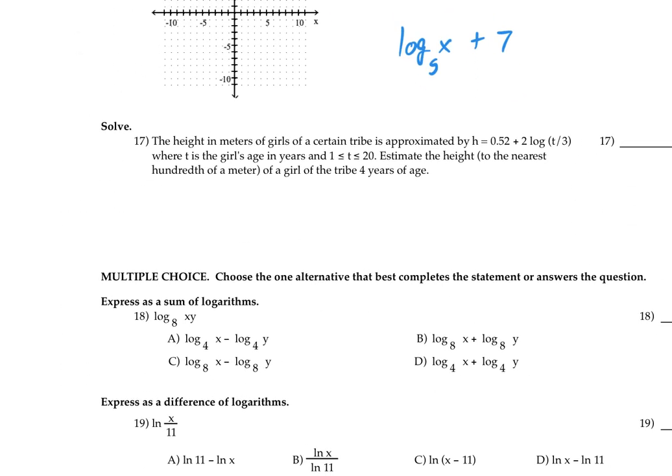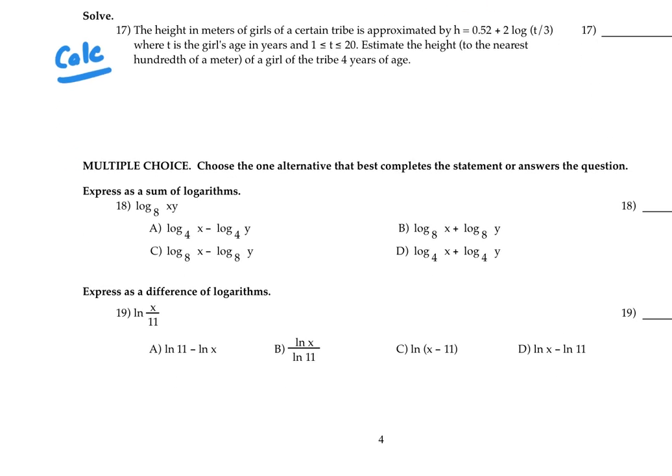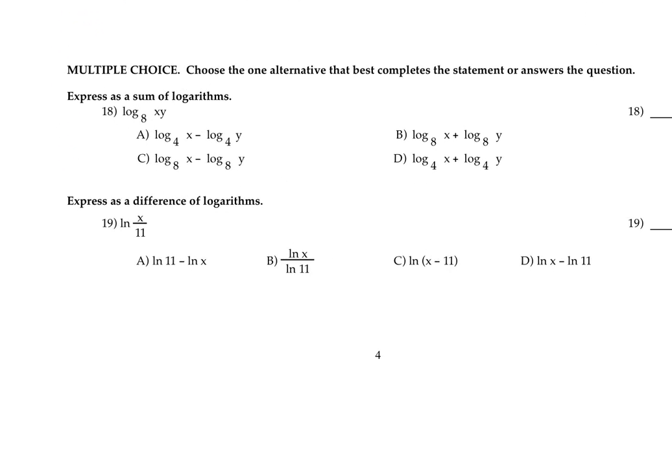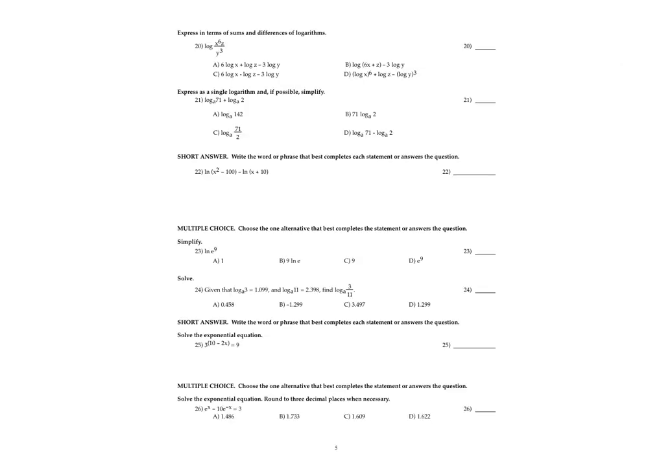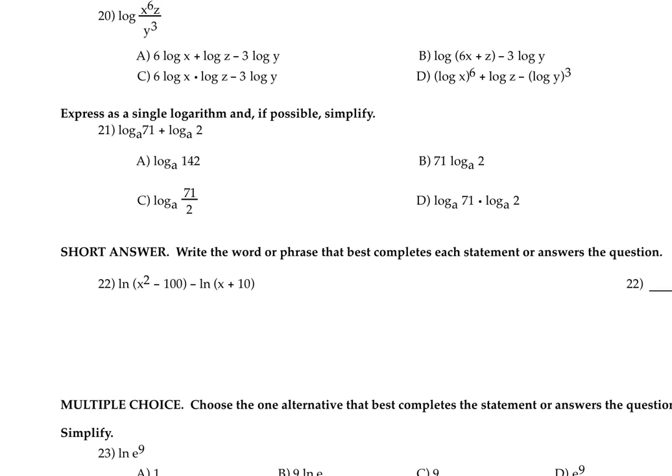Number 17 is just plugging it into the calculator and evaluating. Remember your log rules and properties that we talked about? You're going to expand or express as a sum or difference of logs based on how it's written out. And then there will be a couple on the next page where you're going the opposite direction, where you're going to simplify and go to a single log.